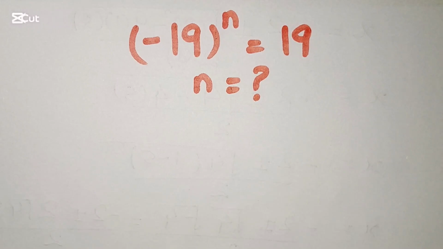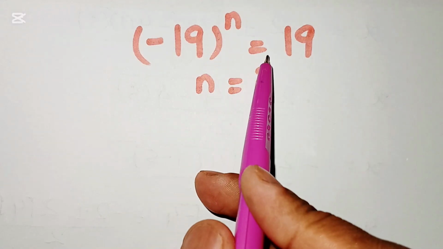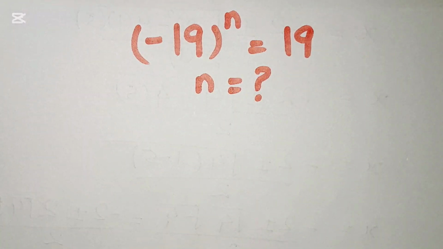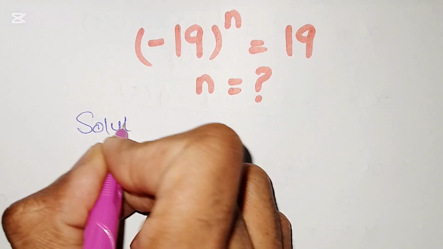Hi everyone, can you solve this problem? Minus 19 power n is equal to 19. Find the value of n. Let's start the tricky solution of this question.